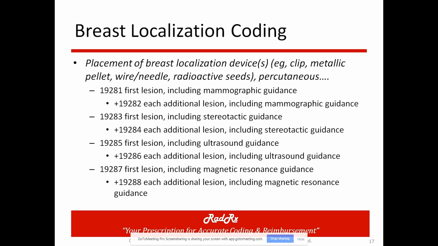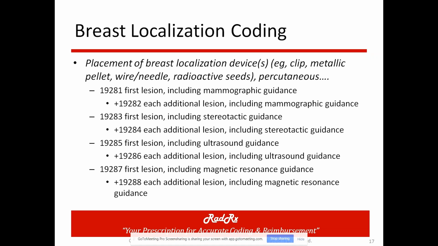So moving on, we have our breast localization coding. Sometimes they'll place a breast localization device without doing a biopsy, and this may consist of a wire. Typically you'll see them place a clip, maybe radioactive seeds, whatever the case may be. These are the codes that will describe that. So this is when breast localization is done independent of a biopsy. If breast localization is done with a biopsy, then it's going to be included with the biopsy of that lesion.